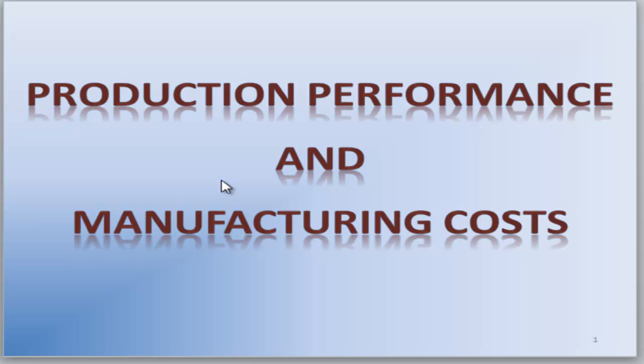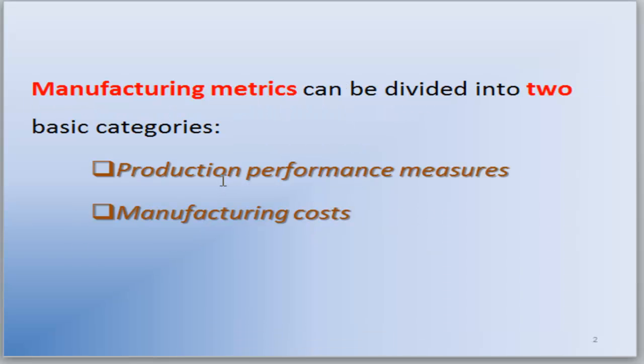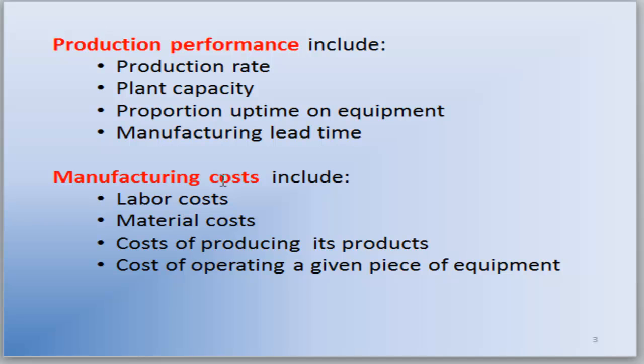In this video, I will discuss the manufacturing model and metrics. Successful manufacturing companies use a variety of metrics to help manage their operations. Manufacturing metrics can be divided into two basic categories: production performance measures and manufacturing costs. Metrics that indicate production performance include production rate, plant capacity, proportion uptime on the equipment, and manufacturing lead time.